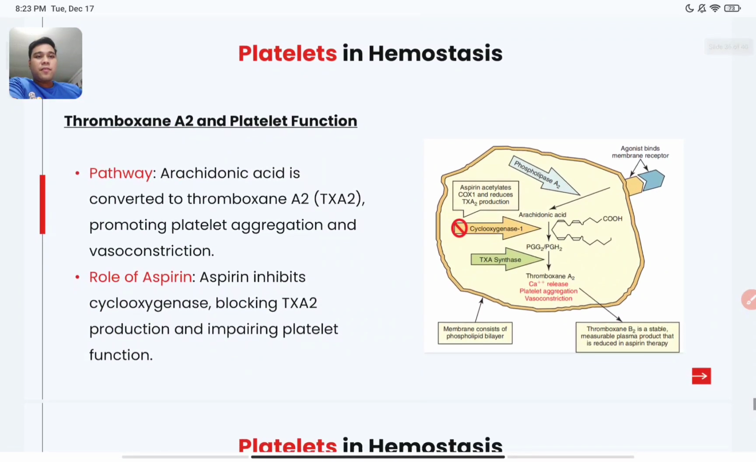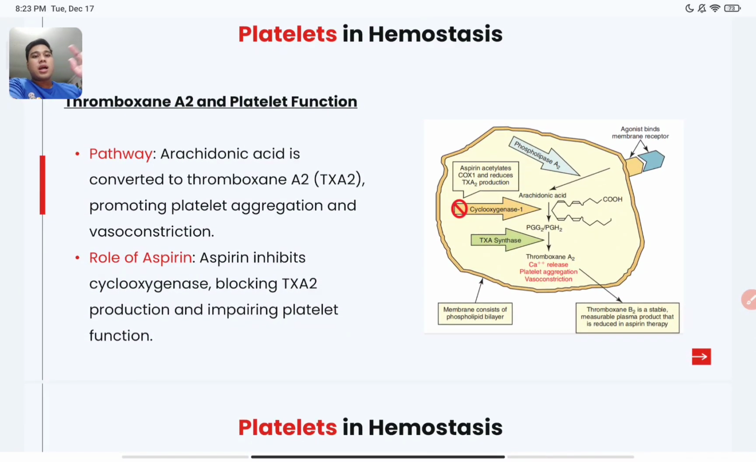So another role of your platelet is your production of thromboxane, right? Thromboxane is the opposite of prostacyclin. So thromboxane is derived from your arachidonic acid or your eicosanoid pathway. So arachidonic acid is converted to thromboxane, promoting platelet aggregation and vasoconstriction. So the role of aspirin here, as I've said before, your NSAIDs, is that it blocks your thromboxane production, impairing platelet function.